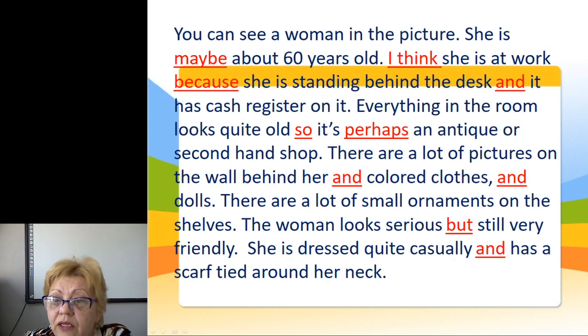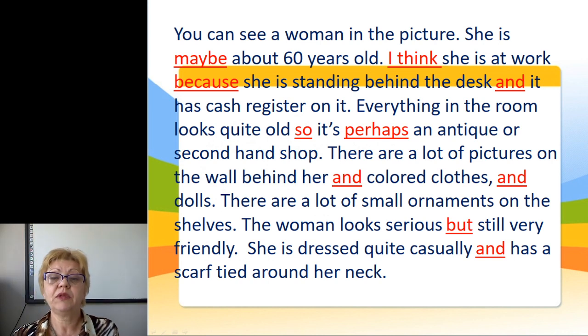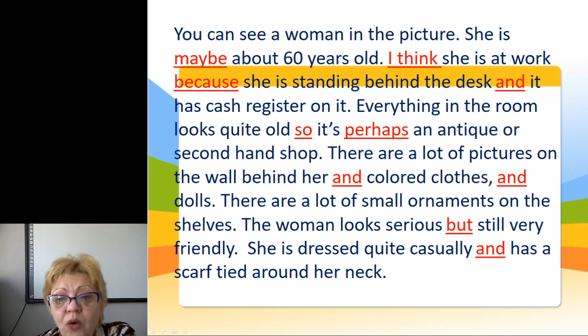Now let's look at the description and again, please pay attention to the connectors. These are red underlined words. You can see a woman in the picture. She is maybe about 60 years old. I think she is at work because she is standing behind the desk and it has a cash register on it. Everything in the room looks quite old, so it's perhaps an antique or second-hand shop.